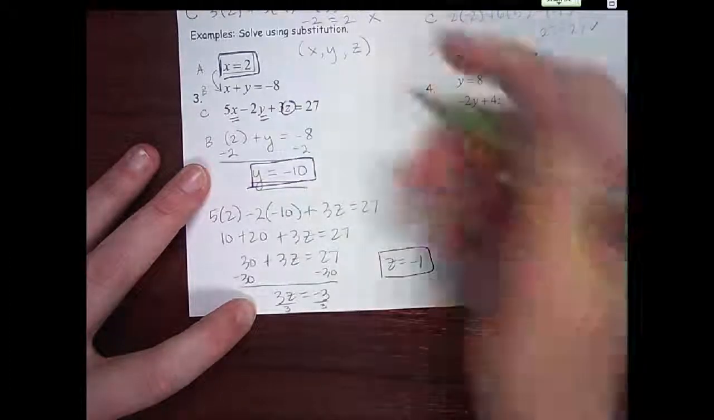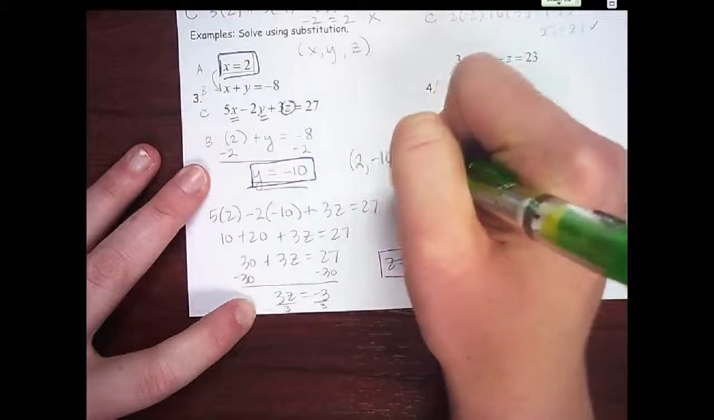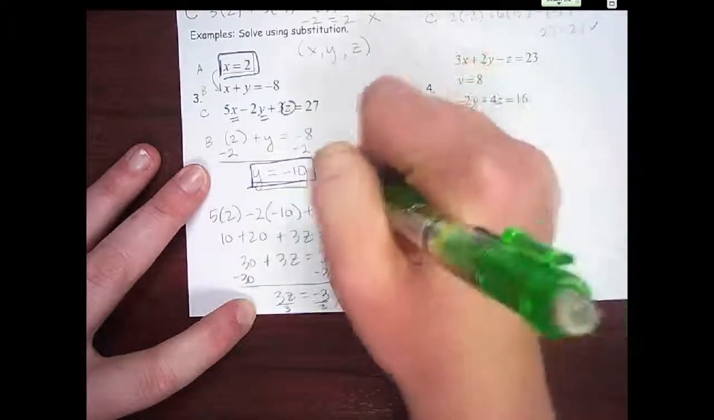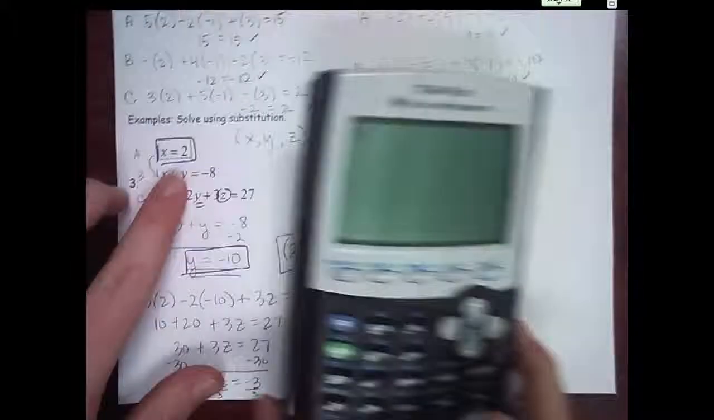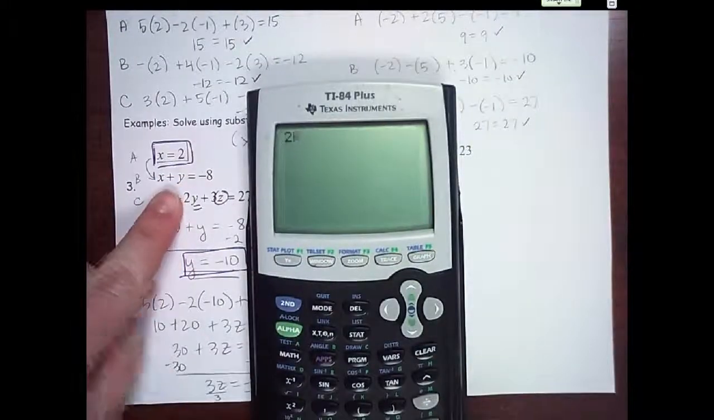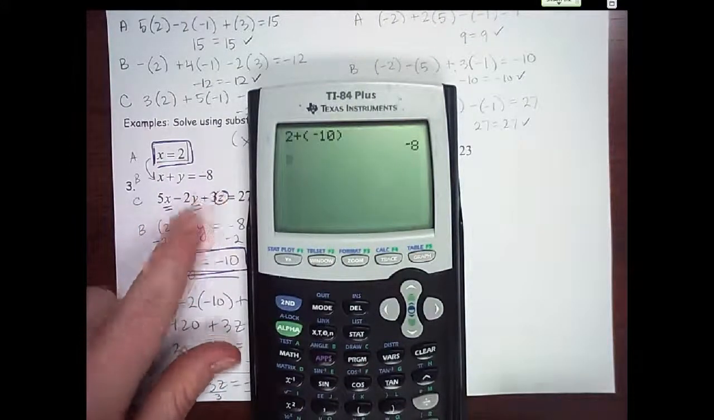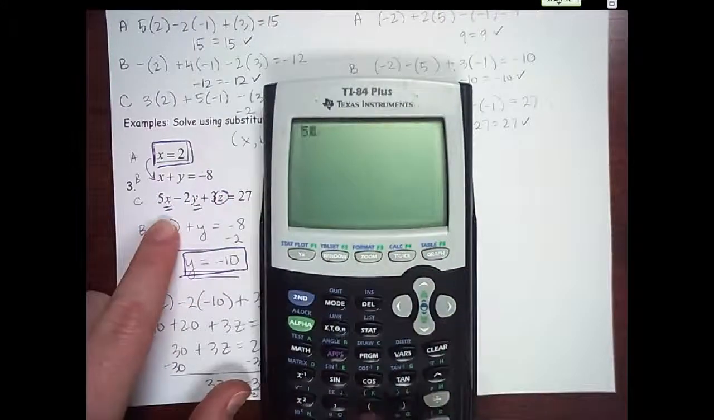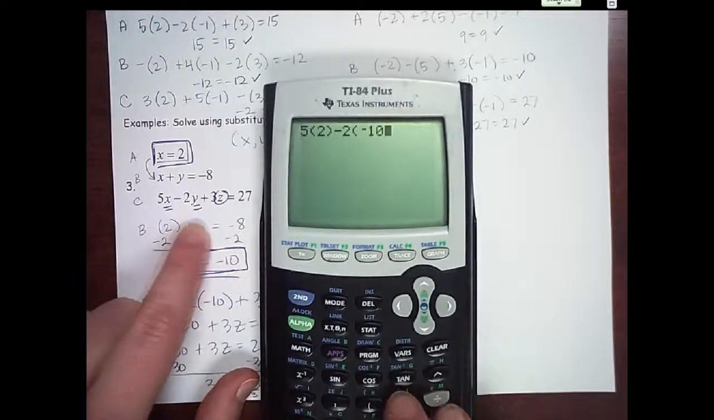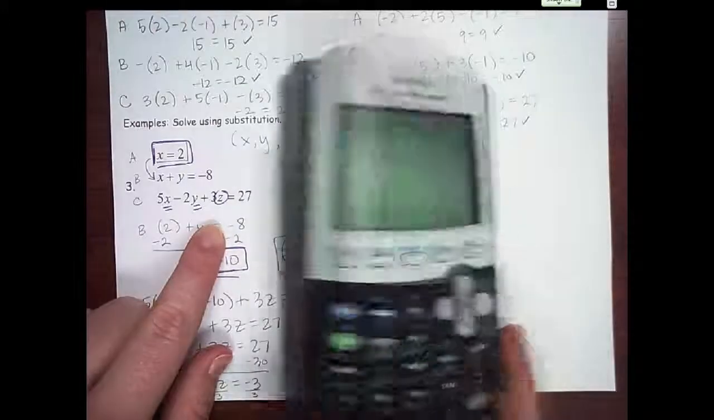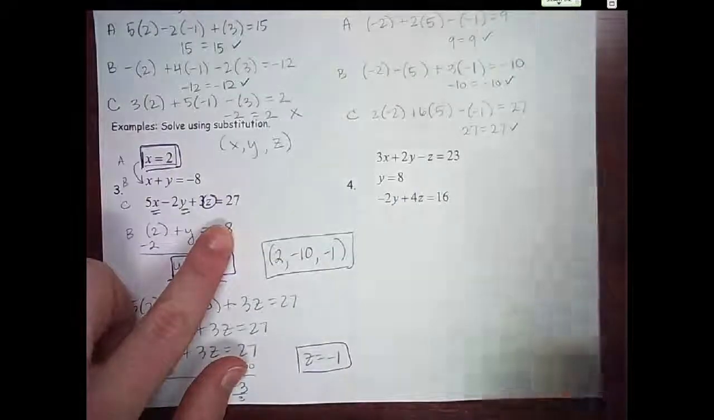Okay, now we write our answer x, y, z. So x is 2, y is negative 10, z is negative 1. Now let's check our answer. So this one, x equals 2, I can't do much with that. Let's plug this one in. 2 plus negative 10 is negative 8, so that worked. And let's check the last one. 5 times 2, minus 2 times negative 10 plus 3 times negative 1 equals 27. So that ensures that my answer is correct.